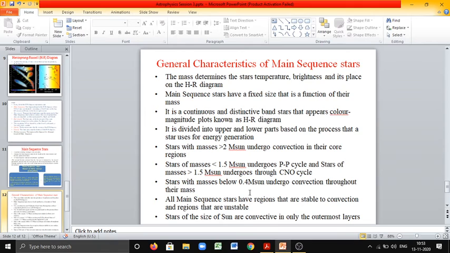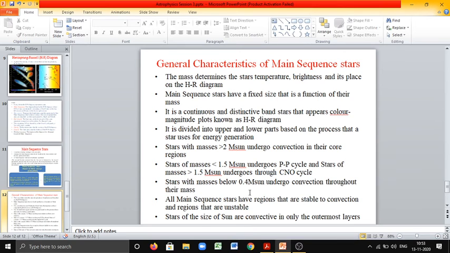The general characteristics of main sequence stars: the mass determines the star's temperature, brightness, and its place in the HR diagram. Main sequence stars have a fixed size, which is a function of their mass. It is a continuous and distinctive band of stars that appears in color-magnitude plots known as the HR diagram.